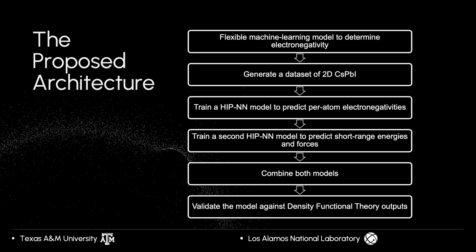Better modeling in these domains doesn't just improve theory, it can accelerate real-world innovation. At the outset, the plan for this project was to first generate a flexible machine learning model that determines each atom's electronegativity from its local chemical environment, enabling on-the-fly recovery of partial charges.